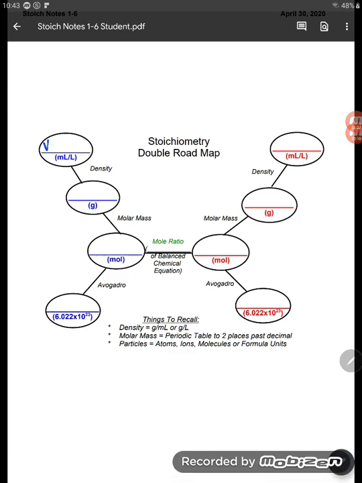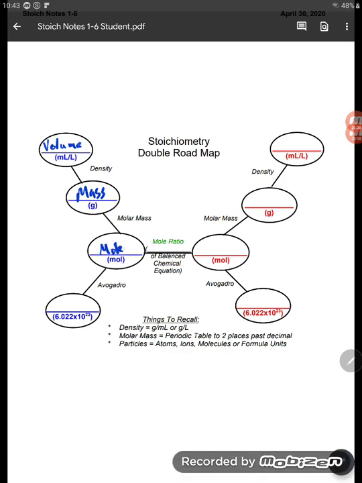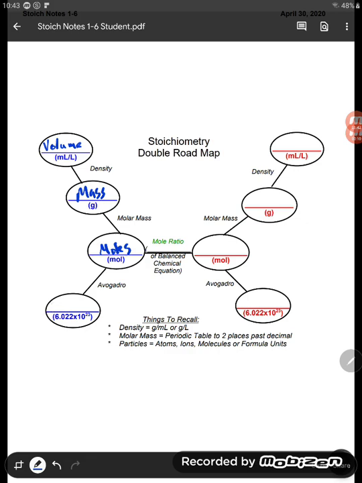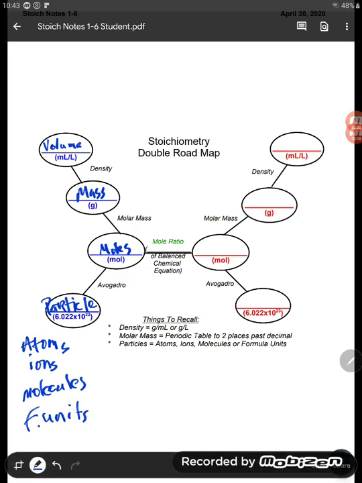We could potentially start with a volume. We could potentially start with a mass. And notice that volume would progress to mass should that situation come up. We could start with a mole value, or we could start with a particle. And if you remember, those particles are atoms, ions, molecules, or formula units. It depends on which one you're looking at. You've got Avogadro's number there as a reminder.